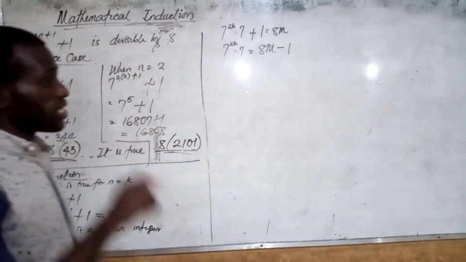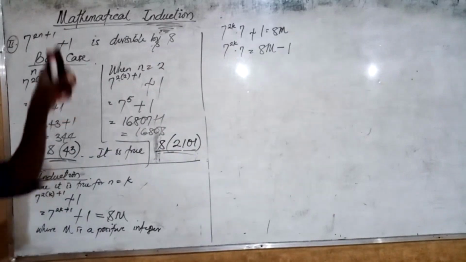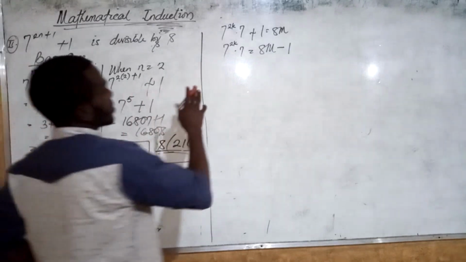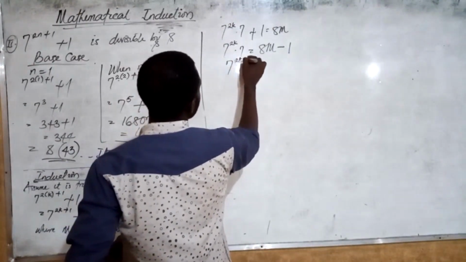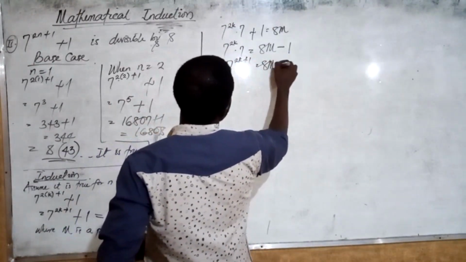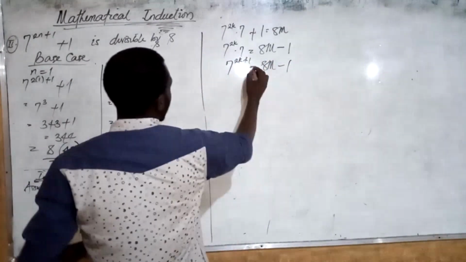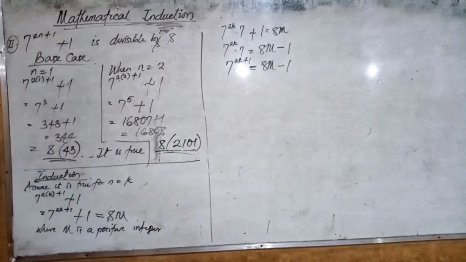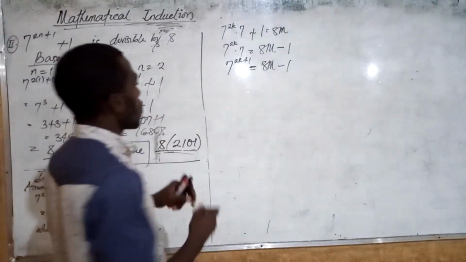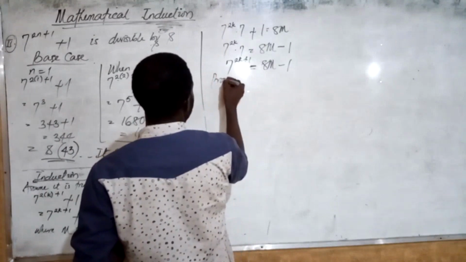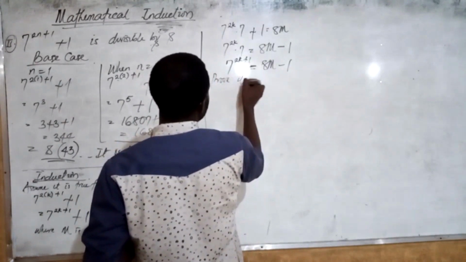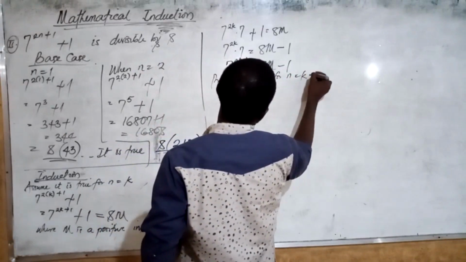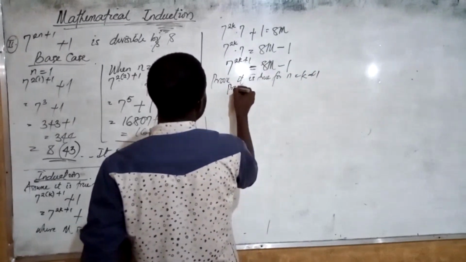Just the same way we did the other case when we brought that forward. So here we can leave it at 7 raised to the power 2k plus 1 equals 8n minus 1, right? So we can now prove that it is true for n equals k plus 1. So this is the proof.